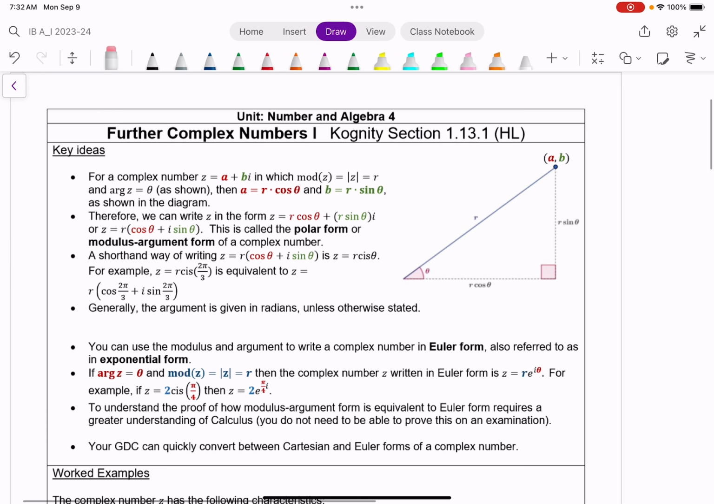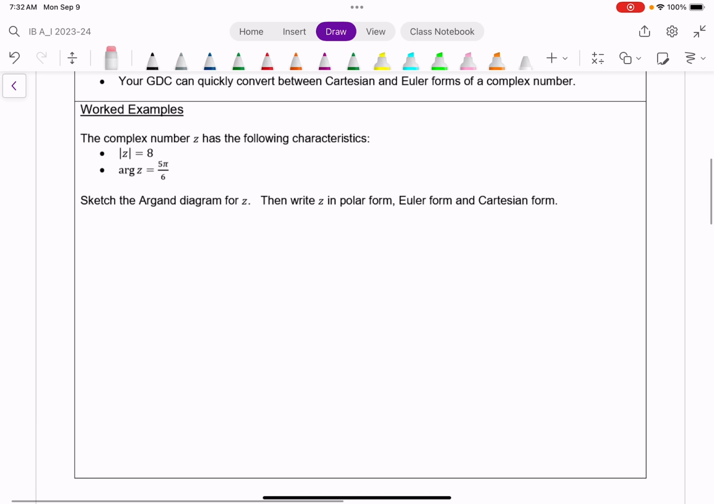And so if we have a complex number described in this way, and so I have a complex number z in which we know its modulus or its absolute value is 8, and we know the argument is 5 pi over 6, we can write it into different forms. And so first, let's visualize this, which even if you're not asked to, I would always recommend. All right, so I will look at the argument first, 5 pi over 6. That is 5 times 30 degrees, or 150 degrees. So I can imagine some angle like this.